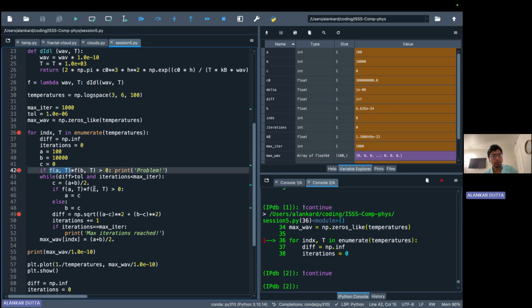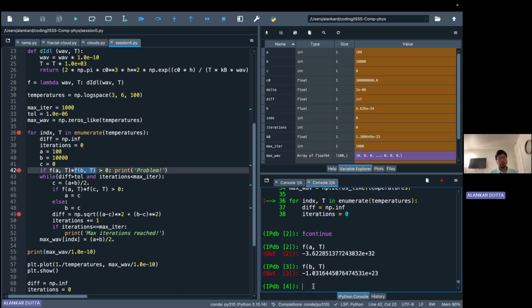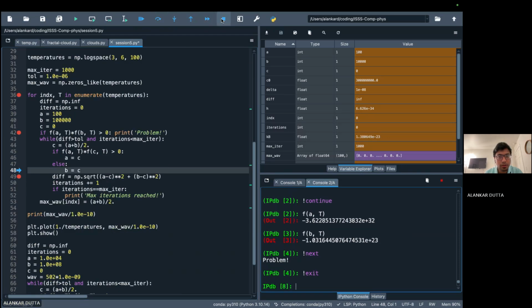Now let's see if this makes sense. Yeah, I get something. I get something which is also negative. So this is not good then. I need to get something which is of the same stuff. Otherwise, yeah, problem. So let's see.